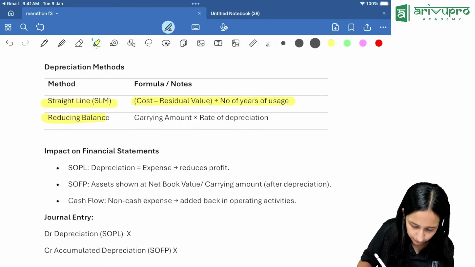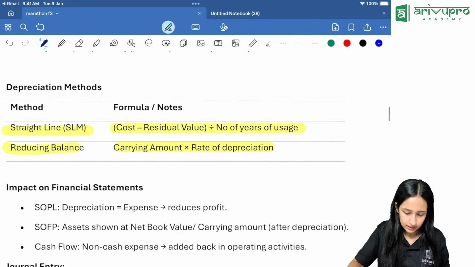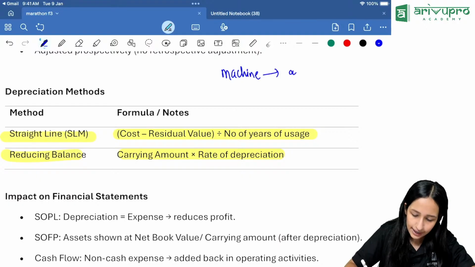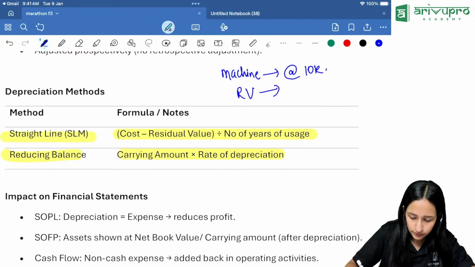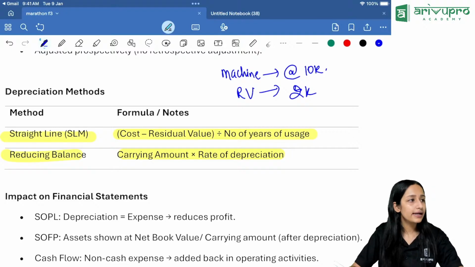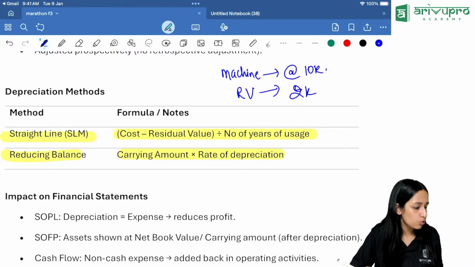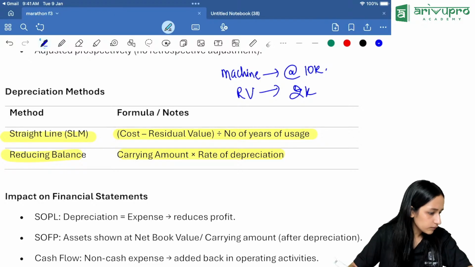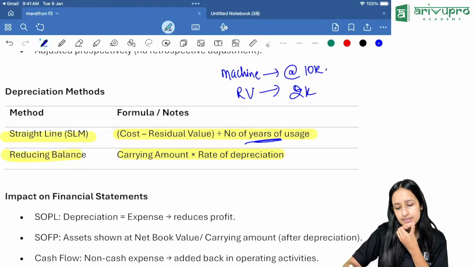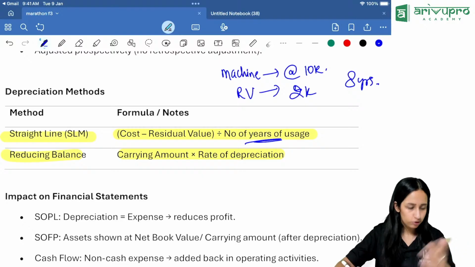This is the formula. Okay, for example, let's see. So we purchased a machine at 10,000 and its residual value is 2,000. So residual value is in the end the scrap value. So how much is it going to be sold for in the end? That's the residual value. Okay. Right. So now, number of years that we can use the asset is going to be 8 years. I'm just going to simplify the maths because I do not like doing it.